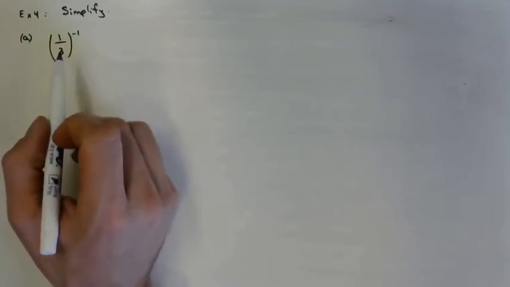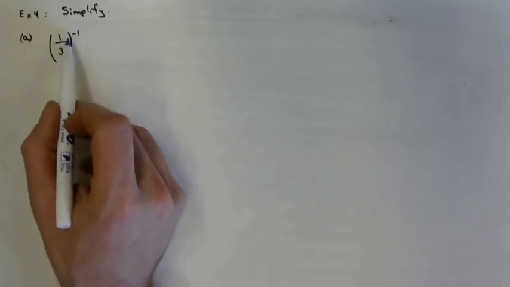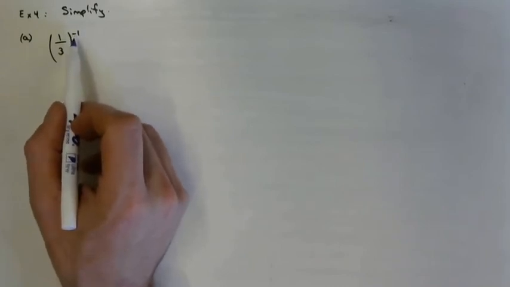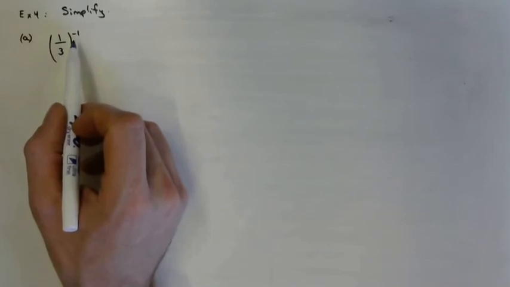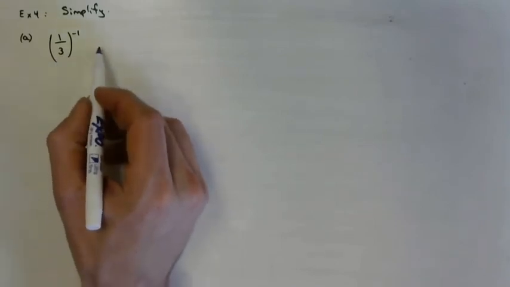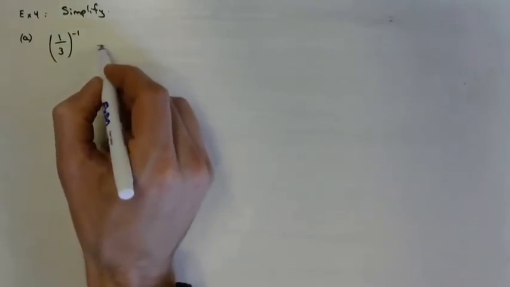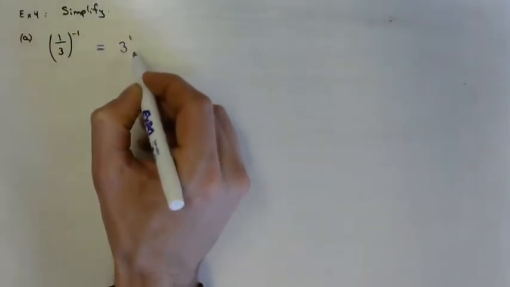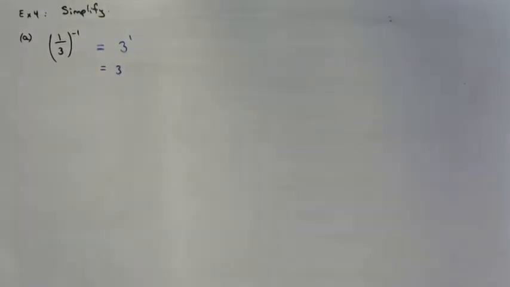So what happens here? Well, I can see that it's to the power of negative 1. So what do I need to do? Flip it. Reciprocal. Flip it. Okay, so the reciprocal of 1/3 is 3. So all I have then is 3 to the power of 1, which is 3.